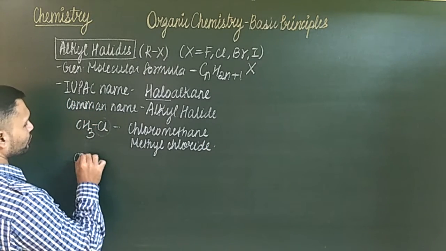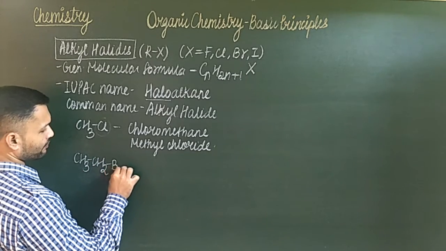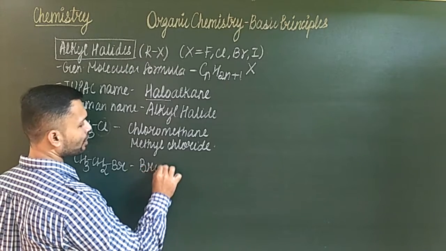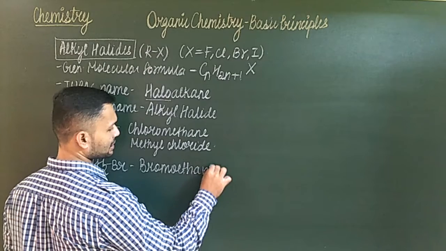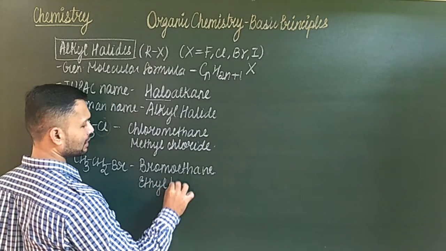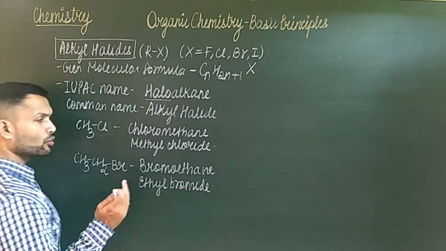Next, if we see this one as CH3CH2Br, what will be the name? This will again be bromo, and with a 2 carbon chain, that means ethane, and we'll write this as ethyl bromide. You can note this down.